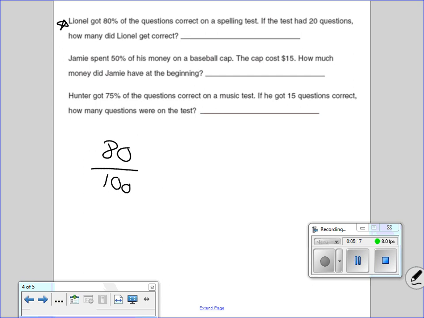Out of 20 questions, how many did he get correct? Right here, we're going to have to be dividing by 5. 100 divided by 5 gives me 20. 80 divided by 5 gives me a number.